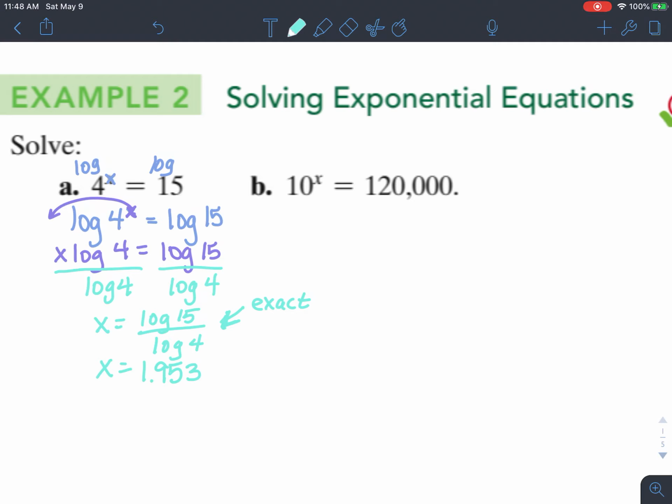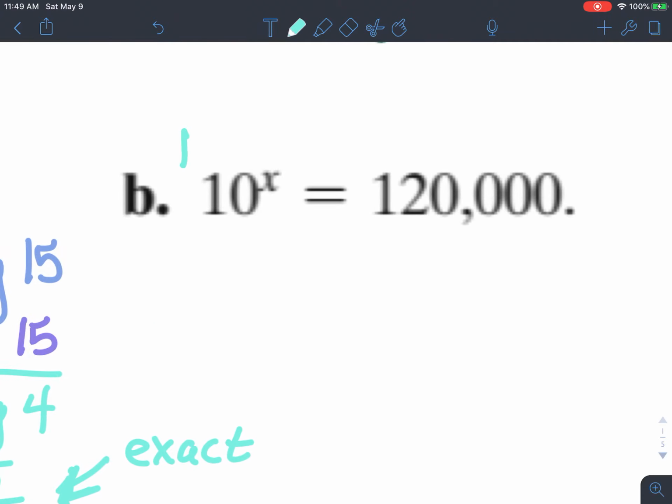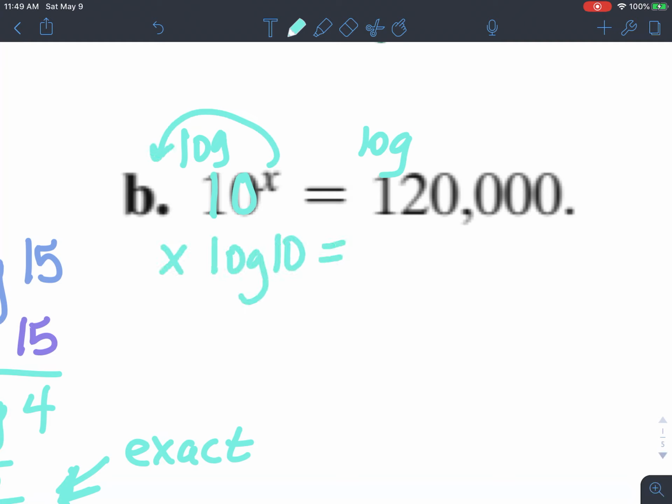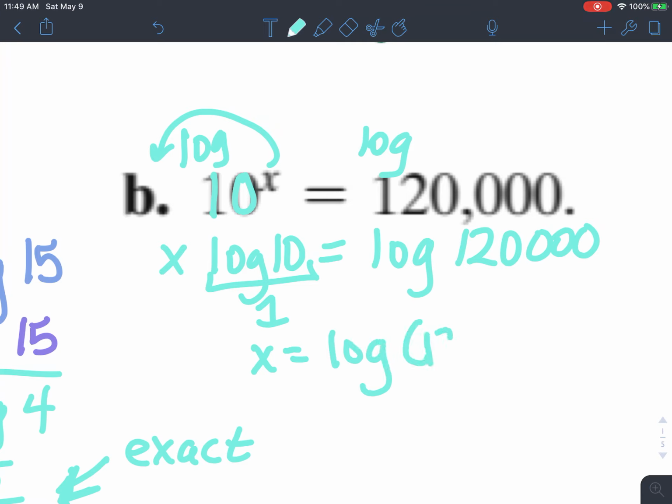Okay, let's look at B. X is in the exponent. I'm not going to make 120,000 into 10. That's just not happening. So I'm going to take the log of both sides, but this is going to be better because the base of this log matches this base. That's going to make it much better. So this x will come down in front, equals log of 120,000. And then divide by log 10, except log 10 is just 1. So x just equals log of 120,000.